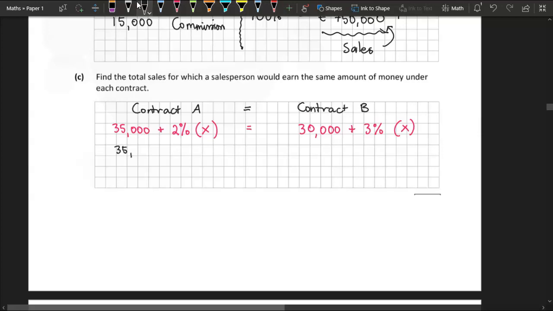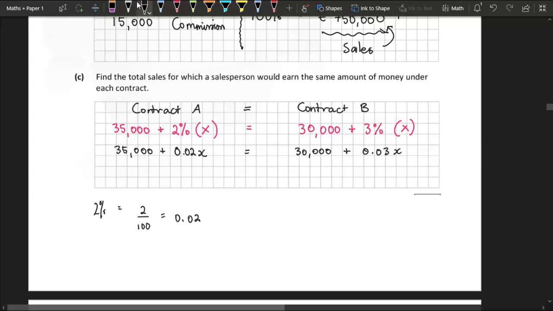It's 35,000 plus now 2%. 2% has got to be changed into something that we can work with. 2%, of course, on the side of the page, 2% is 2 divided by 100. It's 2%, and that equals 0.02. So what we have up here is 0.02 multiplied by x gives you 0.02x. It's 35,000 plus 0.02 multiplied by our sales. We want that to be equal to 30,000. And we do the same thing here, except this is 0.03x.